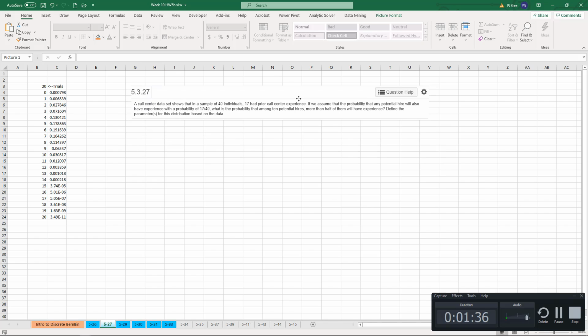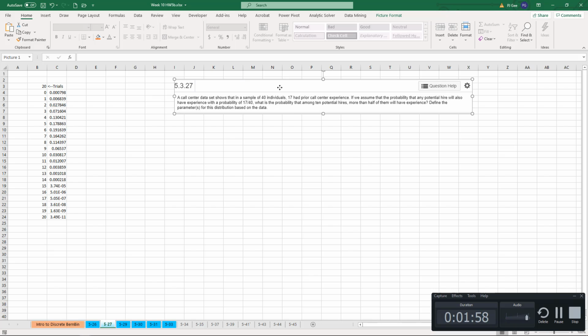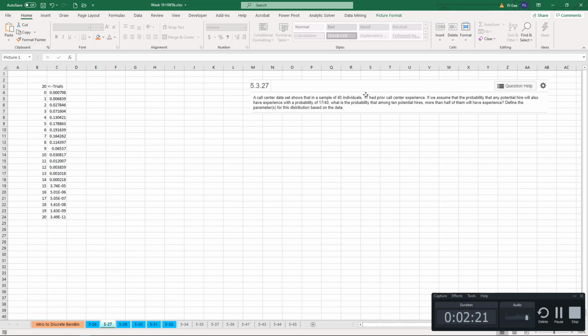So here we have our 5.27. Call center data shows that in a sample of 40 individuals, 17 had prior call center experience. Okay, so it's either 1 or 0. They either do or they do not have call center experience. And the observed frequency is going to be 17 out of 40. That's going to be our probability there that someone that we have come in is going to have had previous call experience. We assume that the probability that any potential hire will also have experience is the same. What is the probability that among 10 potential hires, more than half of them will have experience? Define the parameters for this distribution based on the data.